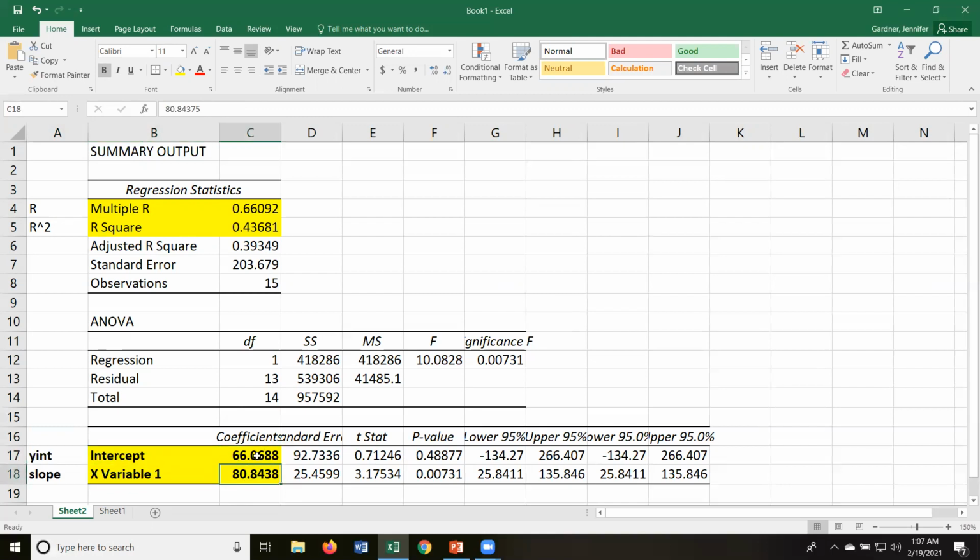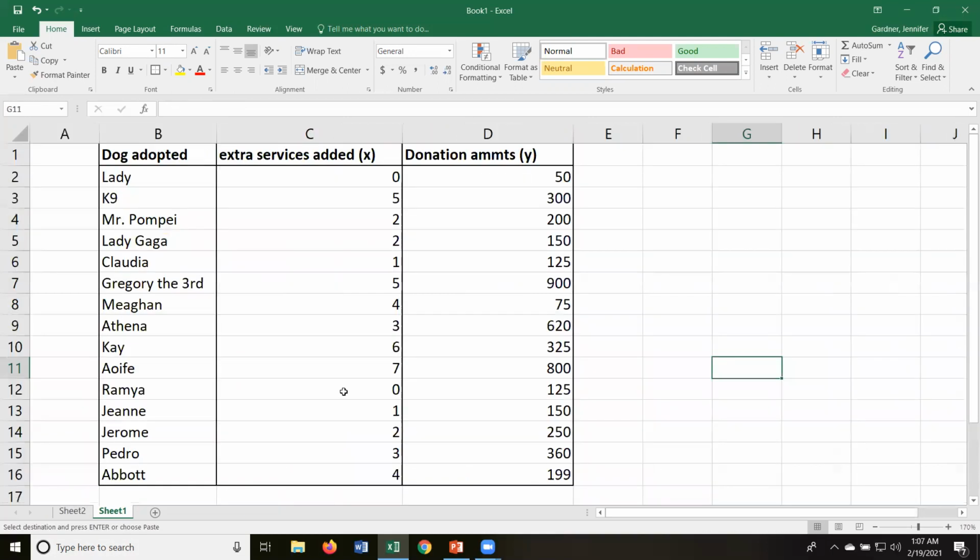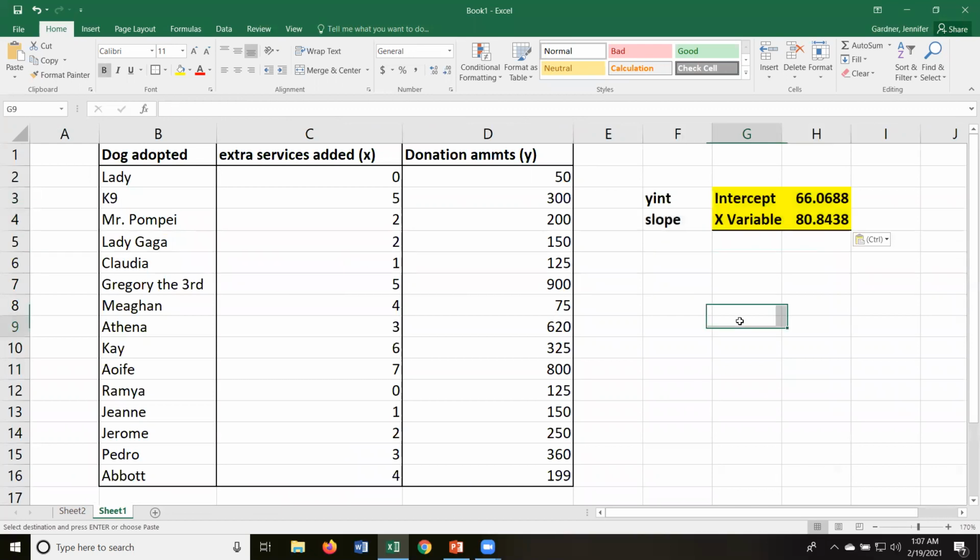We have our numbers. Let's see if it lets me copy to the other page. And it does. Awesome. So we have the intercept and we have the slope, and now we need to make our equation. Okay, and so we'll go do that.